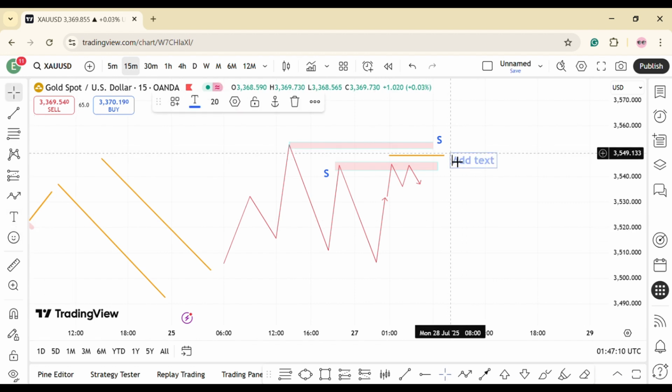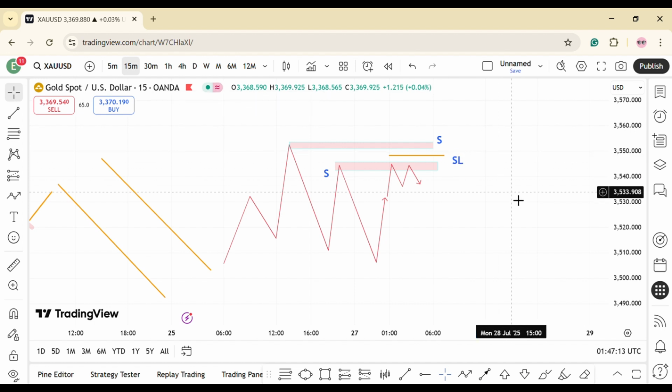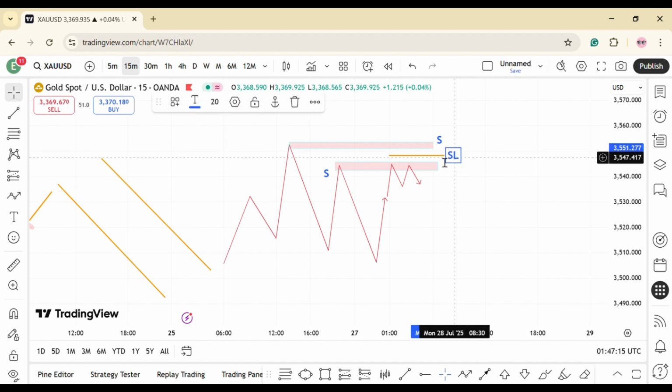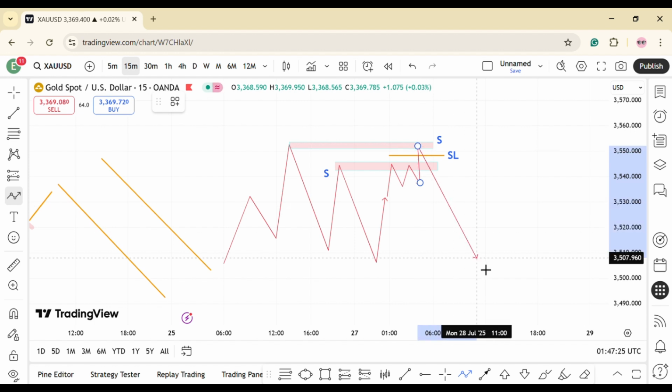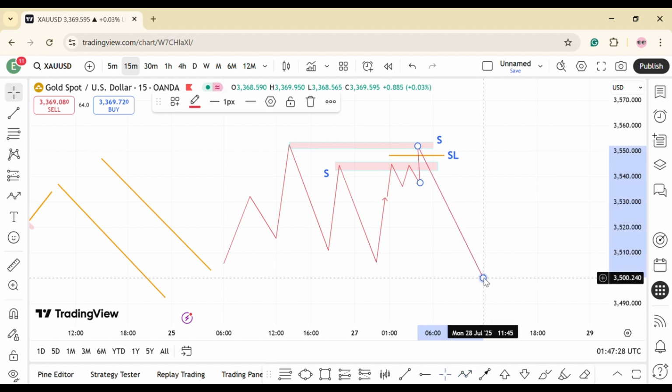Stop loss, SL. You are seeing? This is where the stop loss is. This is what market will do. Market will come, sweep them, take that stop loss out, and come back to this supply zone. Just tap on it and then boom. This is what market will do.